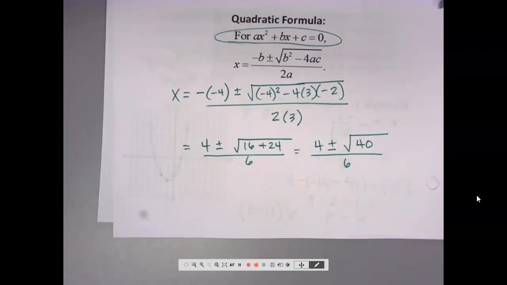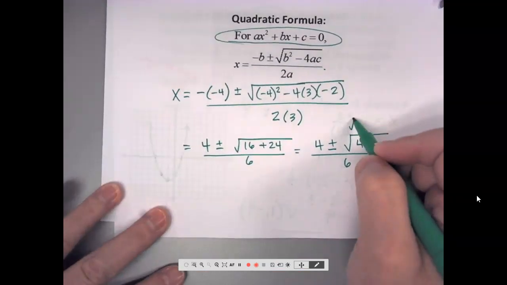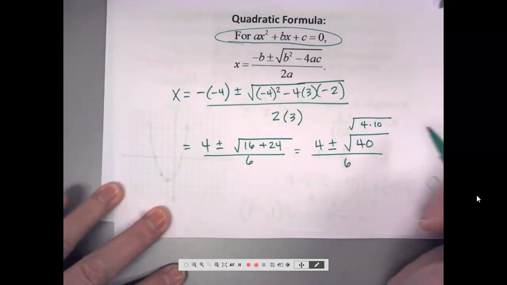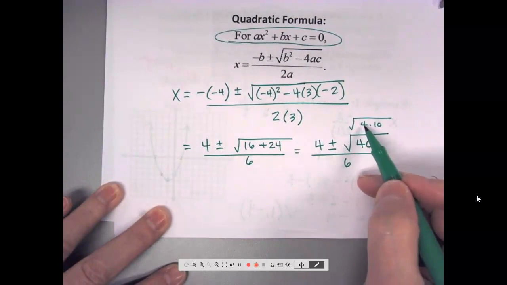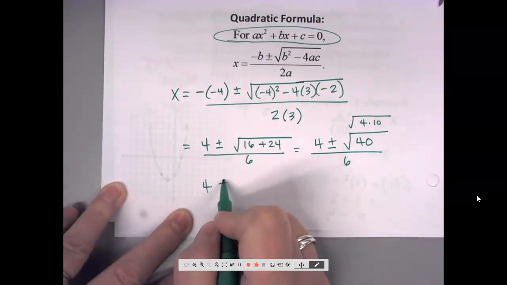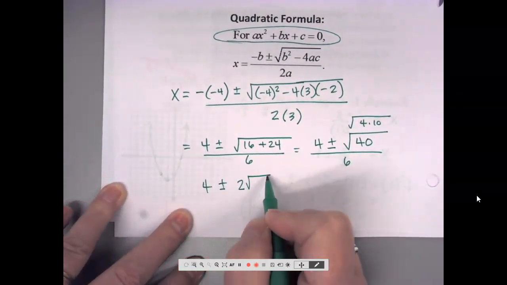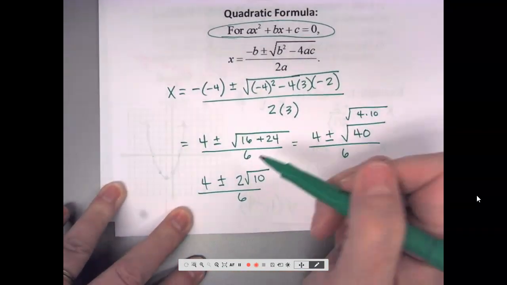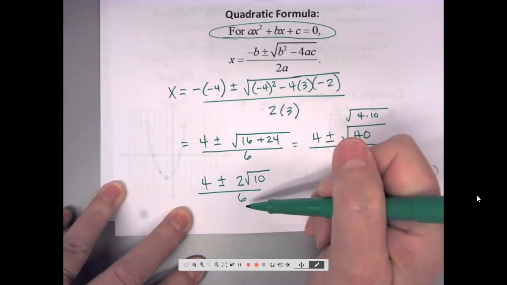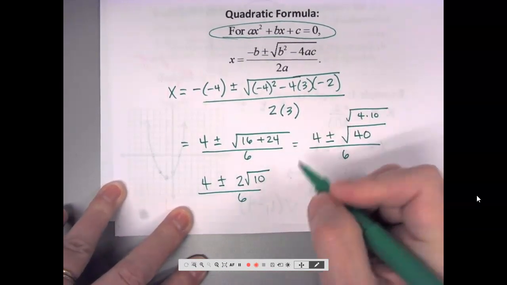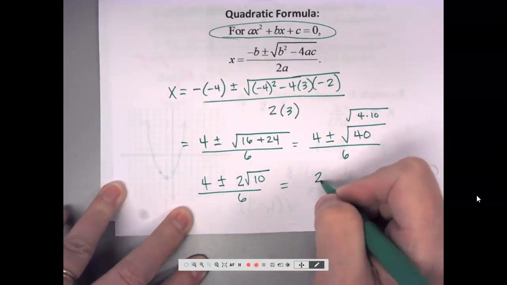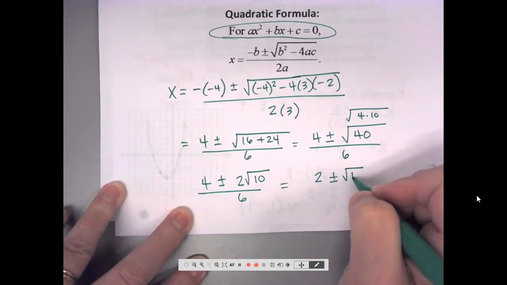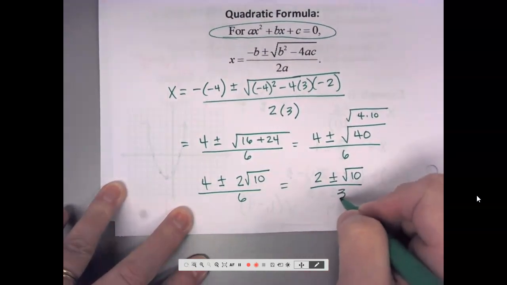Okay, so 40 can be simplified because 4 divides into it. So this is the square root of 4 times 10, but the square root of 4 is 2. So I get 4 plus or minus 2 square root 10 over 6. Then 4, 2, and 6 are all divisible by 2. So that reduces to 2 plus or minus square root 10 over 3.